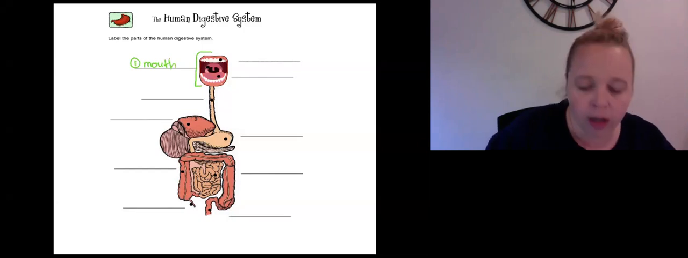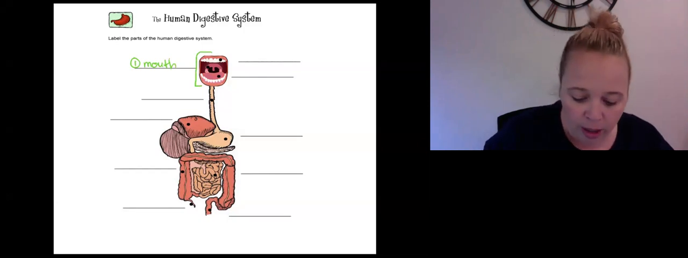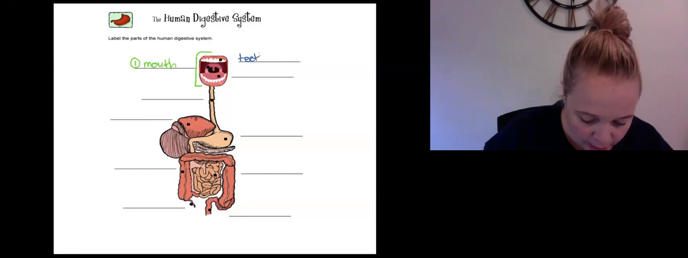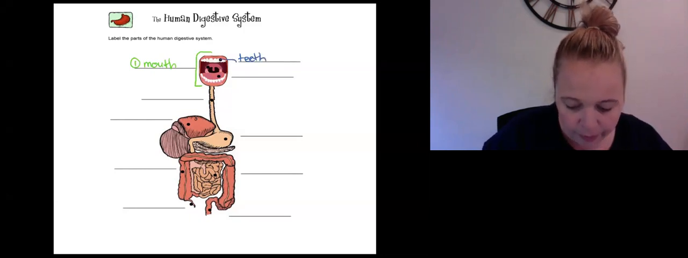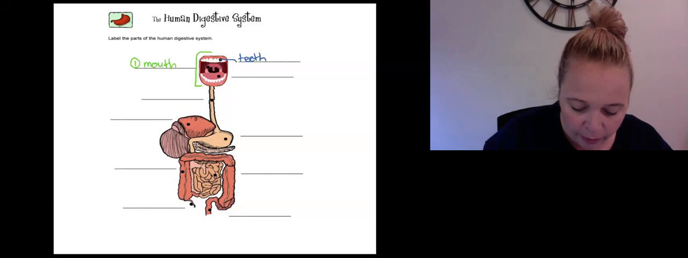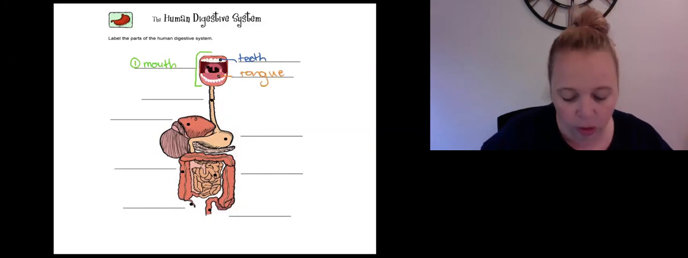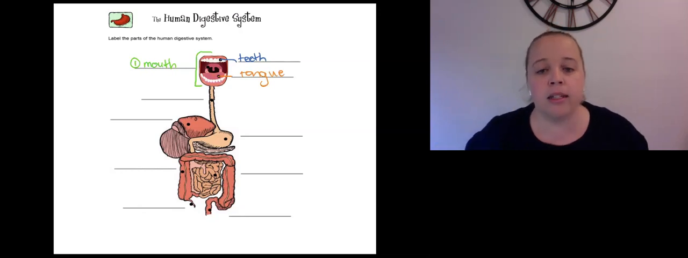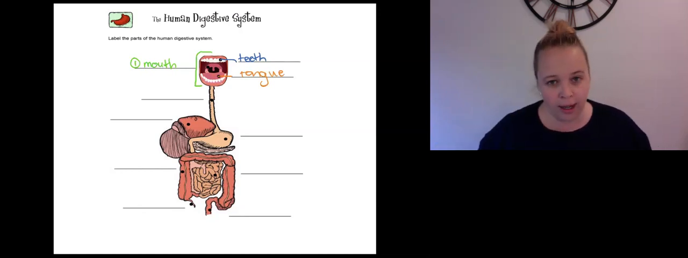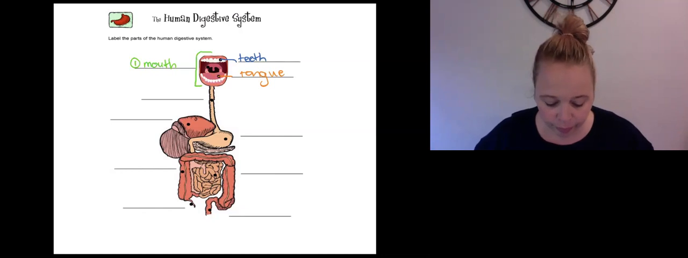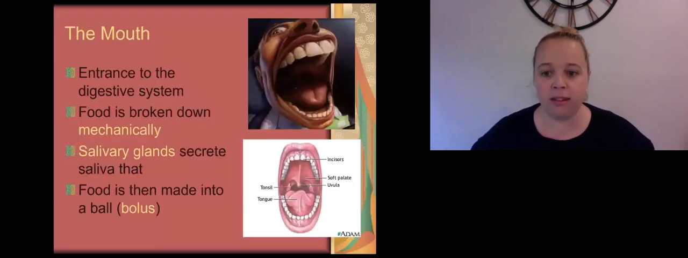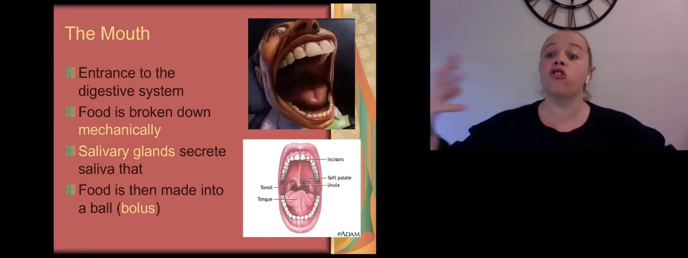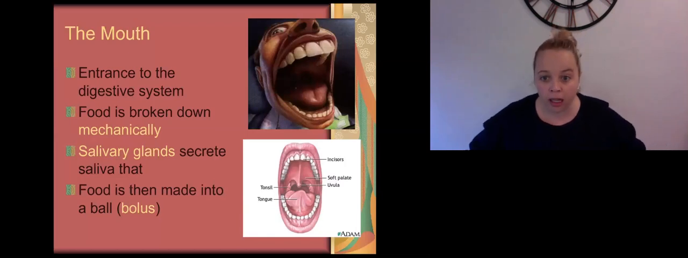But while we're looking at this next slide, we're also going to talk about the function of our teeth, which is this one. And we're going to talk about the function of our tongue within our mouth. So all of those are part of our mouth. And this is the first organ in our digestive system. So let's have a look at the mouth. This is the entrance to the process.